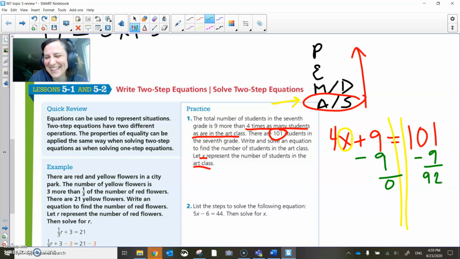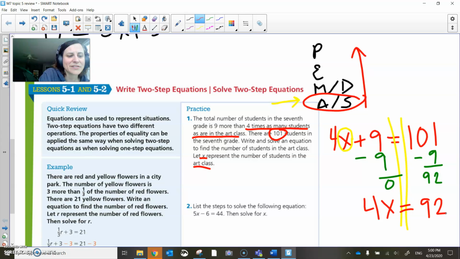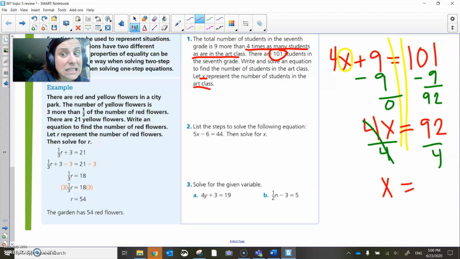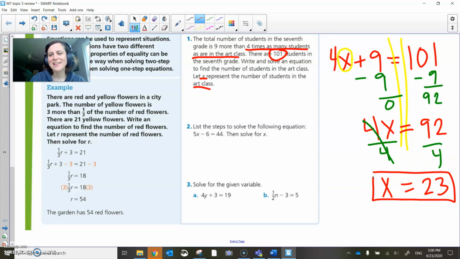right? So now what we're left with is 4x equals 92. So 4 times the number of students in the art class is 92. So to get that x alone, we're going to divide both sides by 4. And 92 divided by 4 is 23. Somebody, anybody, tell me, am I right? So that means there's 23 students in the art class.